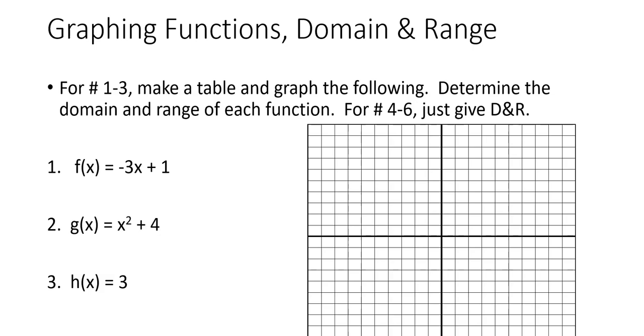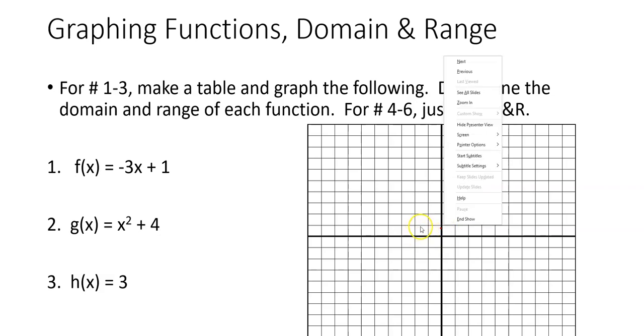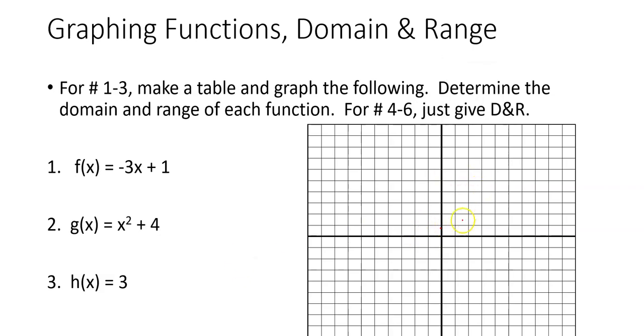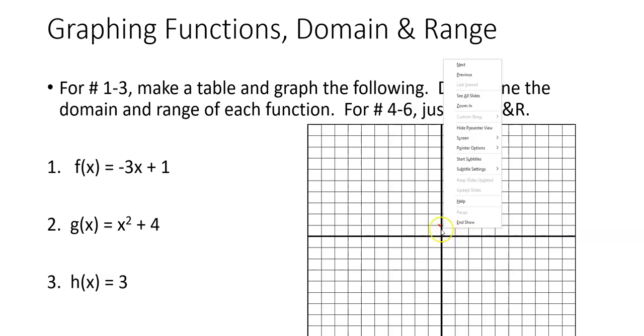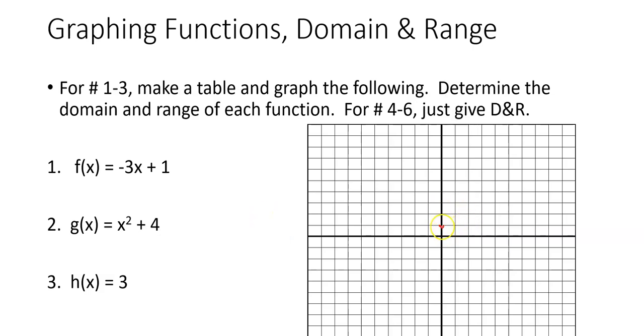The first one, we don't need to make a table of values. For negative 3x plus 1, we know that it has a y-intercept of 1 and a slope of negative 3. So a slope of negative 3 means that it starts here at 1 and it goes down 3 and to the right 1. Down 3 and to the right 1, or it goes up 3 and to the left 1. And when we get done, we've graphed ourselves an oblique line, and it's a function.